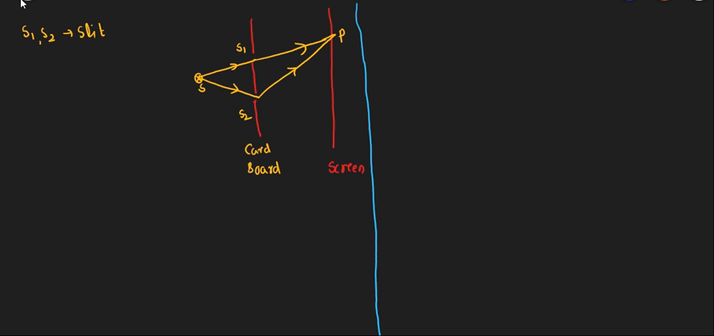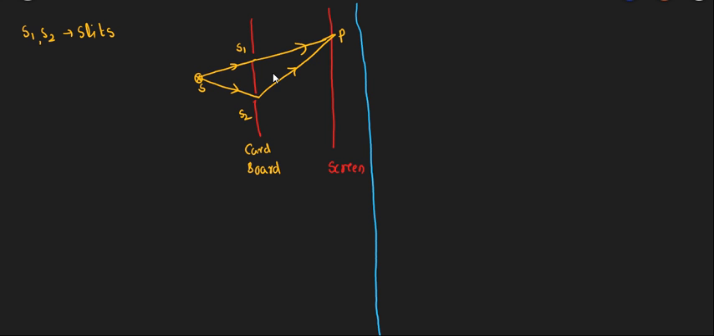Now S1 and S2 will act as the sources. You see here, from S1 the light started and it reaches the point P. From S2 also light started and it reaches the point P. These are the openings S1 and S2. You see the figure, and through that the light will pass, because they are openings, and finally they are reaching the point P from S1 and S2.